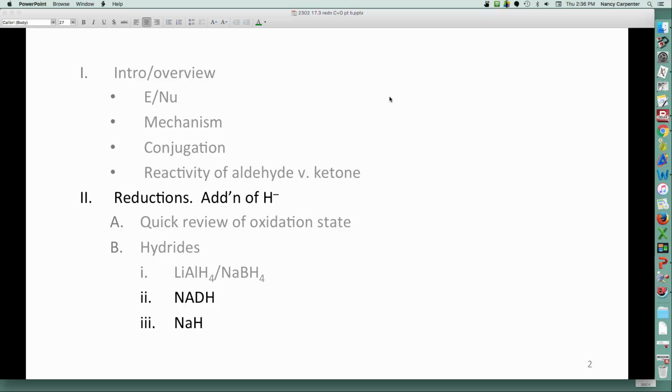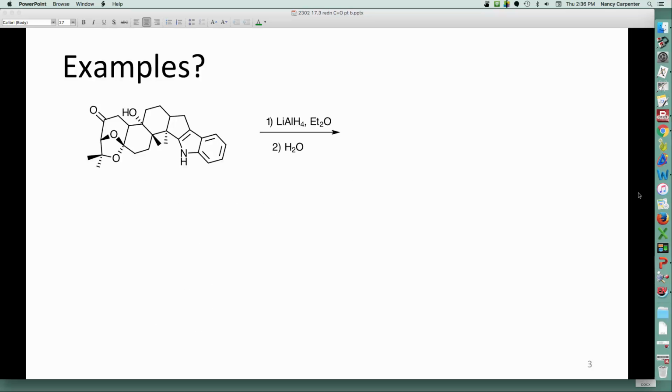So, reductions, focusing on the addition of hydride, H-. Last mini lecture we covered the addition of lithium aluminum hydride and sodium borohydride. Now we're going to look at two more hydride reagents and see how they're the same and different. But before we do that, let's look at a couple of examples.